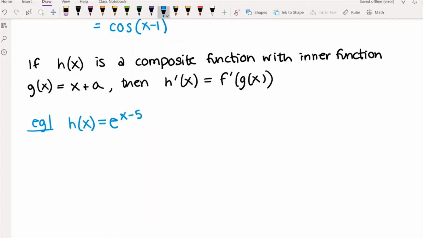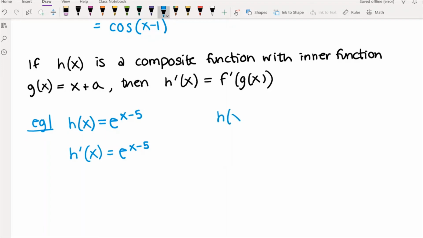So what's the derivative of this going to be? It's just going to be e to the x minus 5. Because you take the derivative of the outside function, leaving the original input as it is, and then the derivative of the input is just 1, so it's not going to affect the derivative.